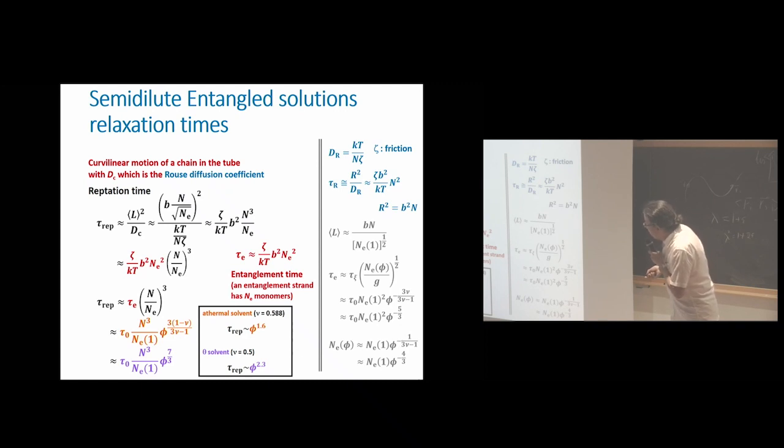And then we know how it depends on the concentration, so we can summarize these to have these relations. Basically it depends on the number of monomers in the chain with a dependence of 3, and then a concentration dependence, depending on the quality of the solvent.